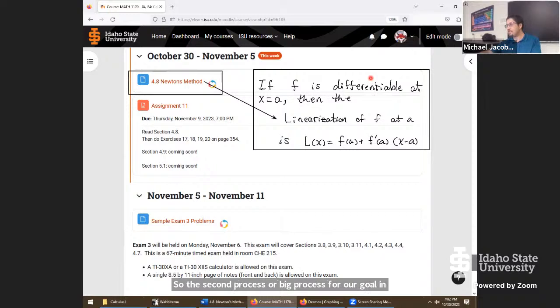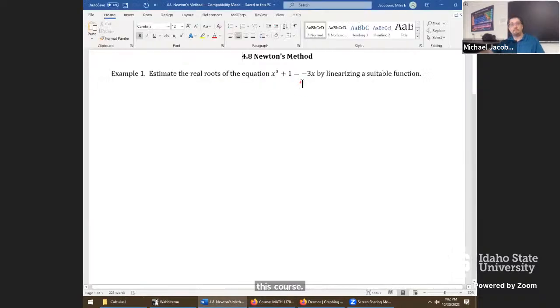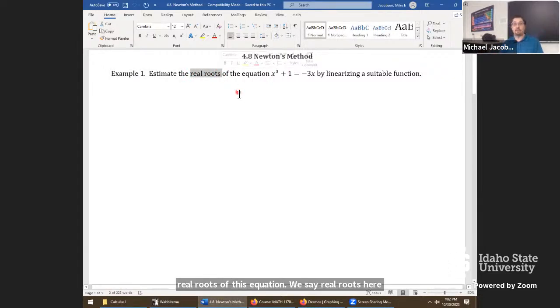So here's how the notes start. They say, estimate the real roots of this equation. We say real roots here only to emphasize we're not looking for the complex valued solutions to this, just the real valued ones. But we're going to try to solve this equation by linearizing a suitable function. Honestly, for these problems, sometimes that's the most confusing part right here. It looks like we have two functions we're dealing with when we solve this equation, but there's only one function we're going to be linearizing.